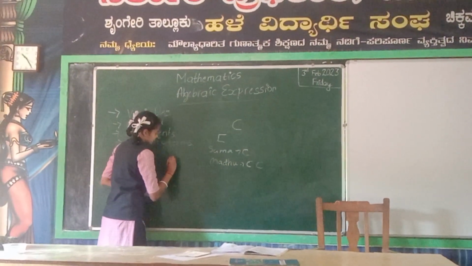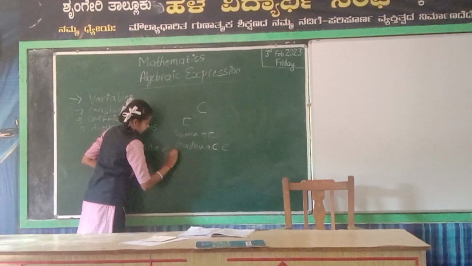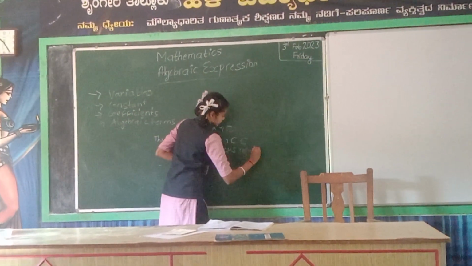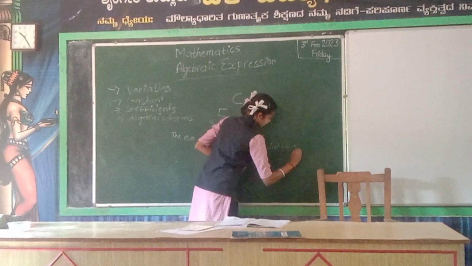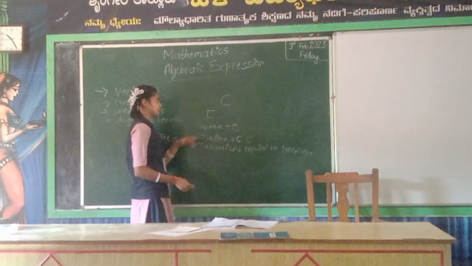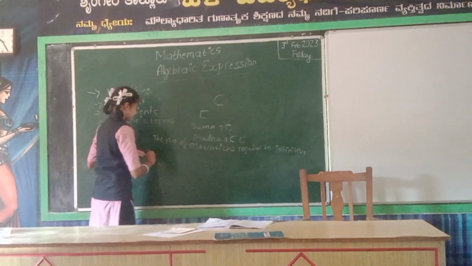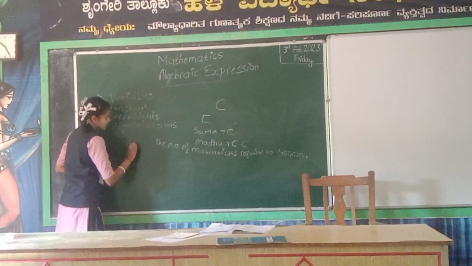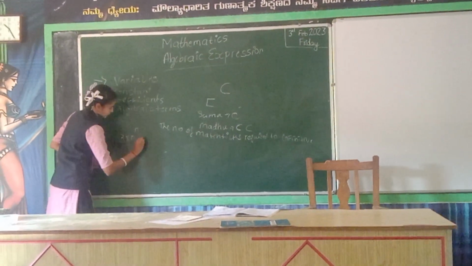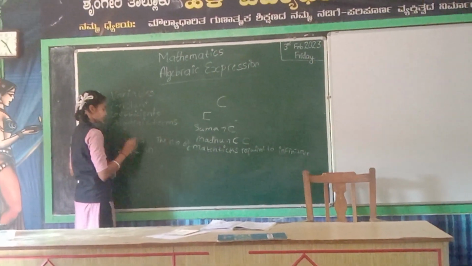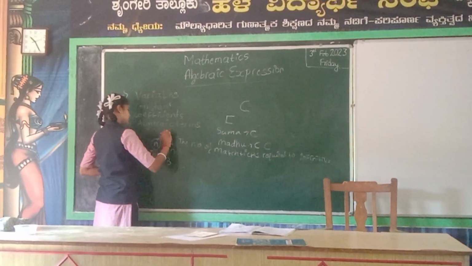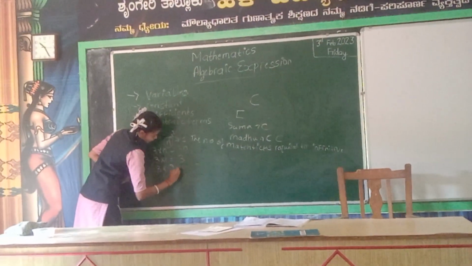Finally, they got the number of matchsticks required to make infinity. The number of matchsticks goes on. If we build more and more Cs, it will go on. So if we take the unknown number as n, then the matchstick number is 3 into n, equal to 3n. If we put the value 1 for n, it is 3 into 1 equal to 3. Similarly, if we put the value 2, it becomes 3 into 2 equal to 6.